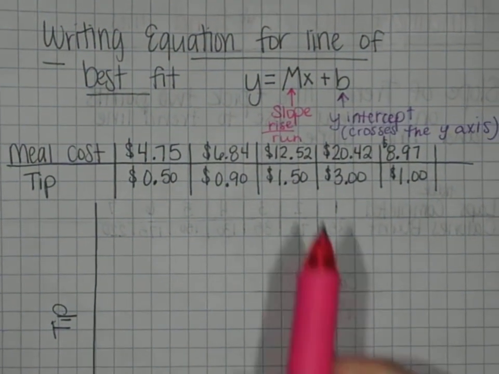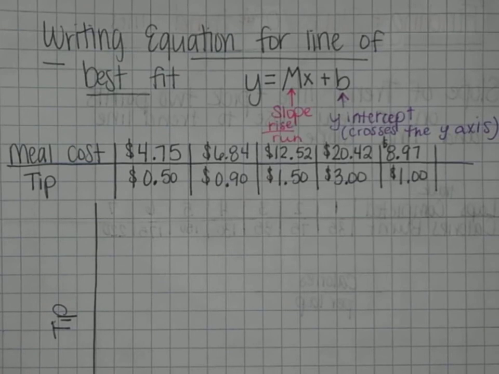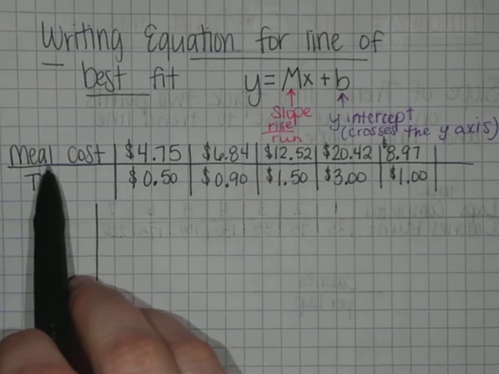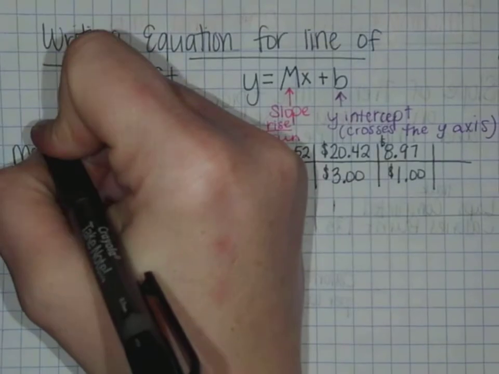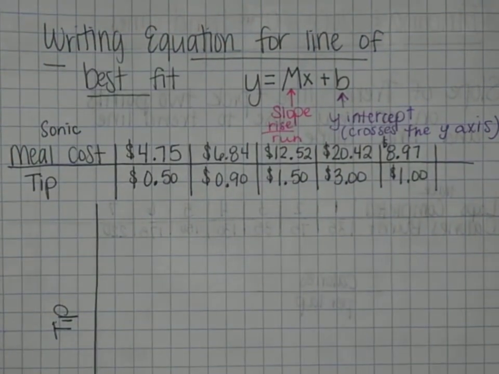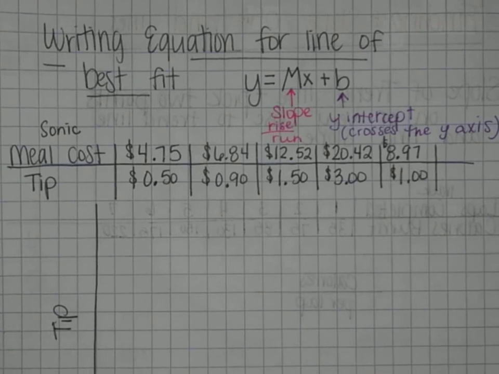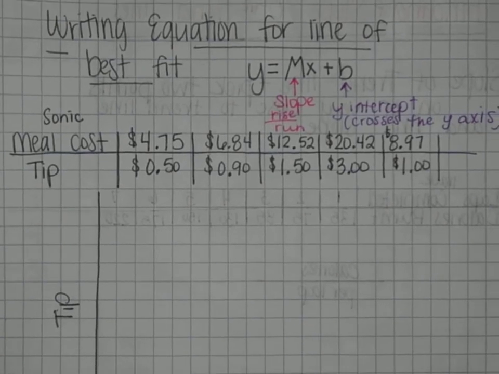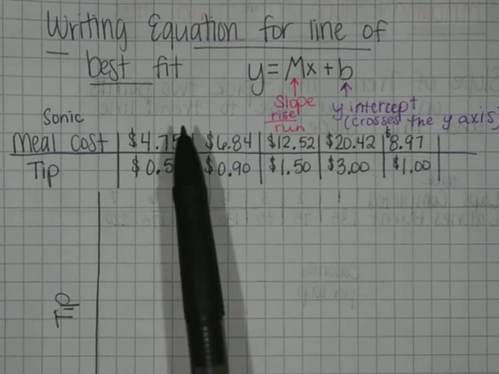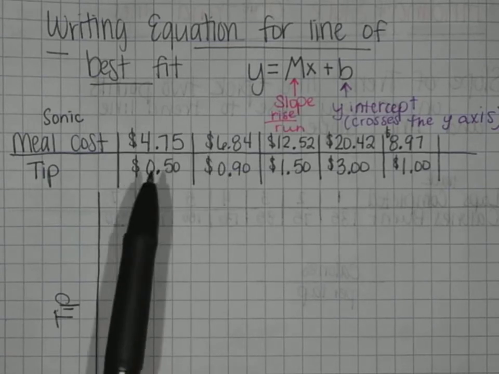Okay, so if we look at this table, let's go ahead and graph it first. Notice it's talking about meal cost and tip. It's actually talking about a place like Sonic. The problem just said a drive-up restaurant. If you know Sonic, they do get paid based on tips, so make sure you tip them too.